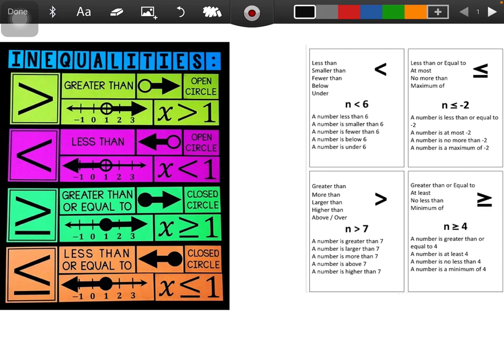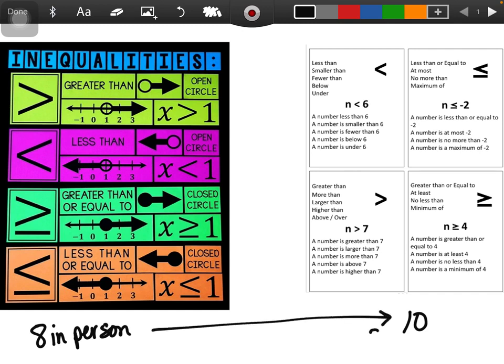Okay, so there's a couple different inequalities. You've got greater than, less than, greater than or equal to, less than or equal to. So the example that we used in class today is we typically have 10 students in person and 12 students online, which gives us a total of 22. If I said that I had 8 in person today, we would have as much as 10, or more than 10, less than 10. We would have less than 10 because I know 8 is smaller than 10.